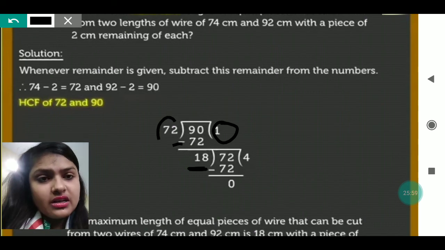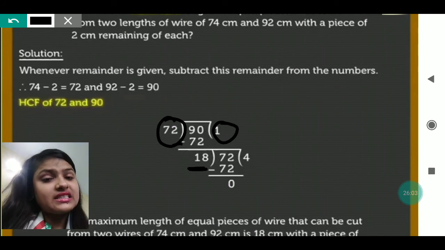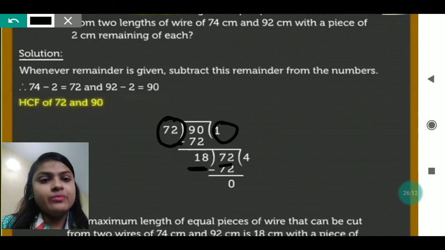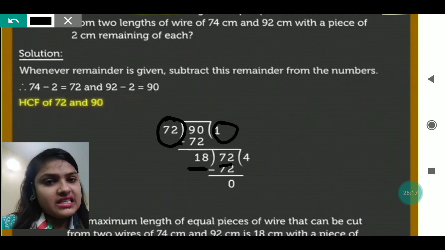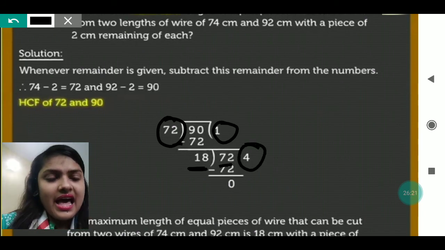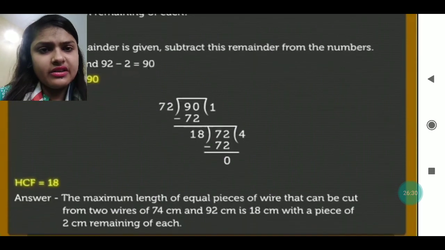Now the divisor with which we were dividing 90, that is 72, will become the dividend here, and we will divide it by 18. How many times can 18 divide 72? 18 can divide 72 in 4 times. So 4 we will write as the quotient, and 72 just below 72, and when I subtract I will get 0. It means it is completely divisible.